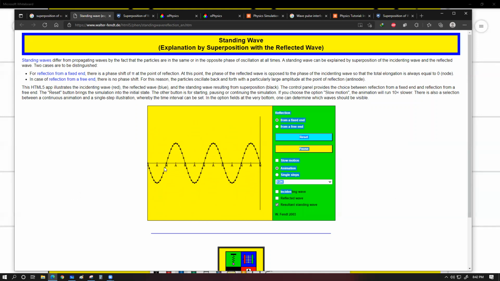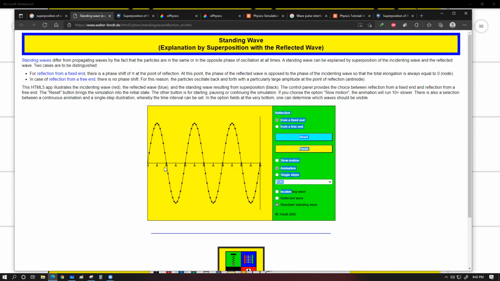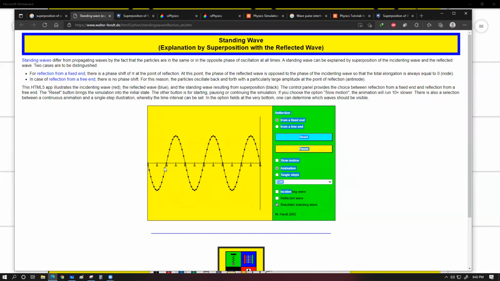Or if it's a string medium, this is how the string medium is going to look, which we have seen in the earlier class in one of the physics teacher's videos, that the string was going up and down with certain fixed points at regular intervals.